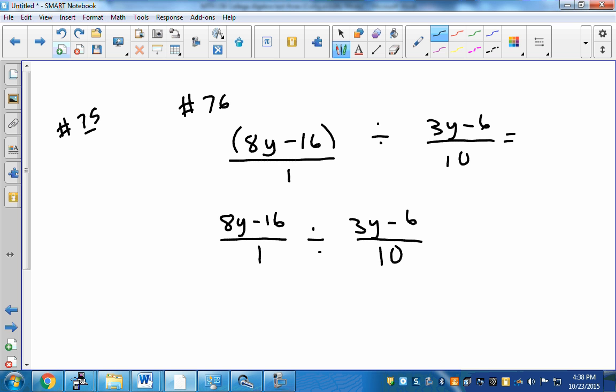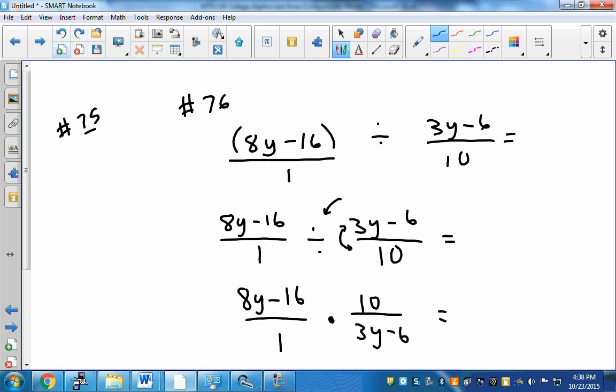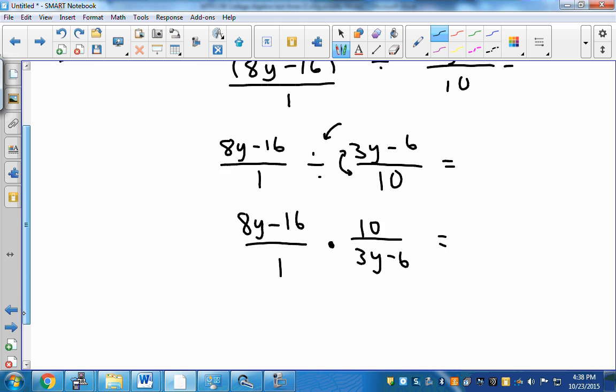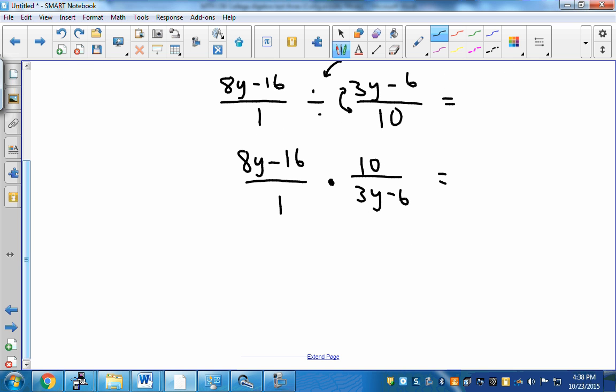Okay, this is a division problem, so remember we have to invert and multiply. 8y minus 16 over 1, leave that alone. But now turn this into a multiplication problem and flip these over: 10 on top and 3y minus 6 on the bottom. Okay, so we're setting this up now. The next step is to factor. Factor, factor, factor. Can't cancel unless things are factored.